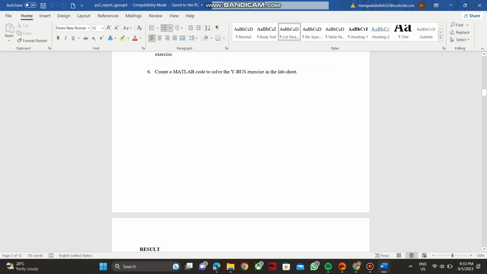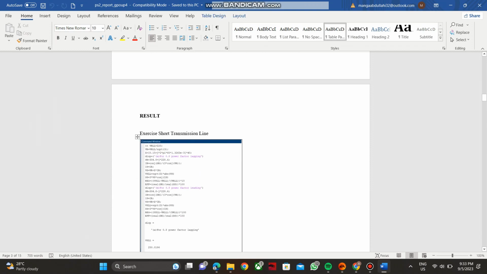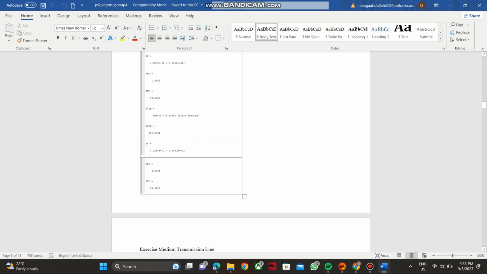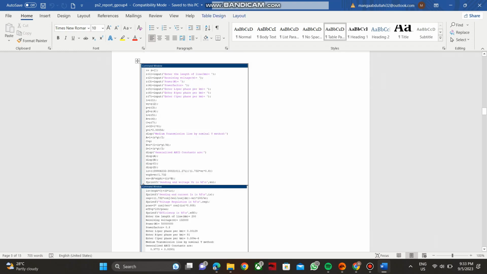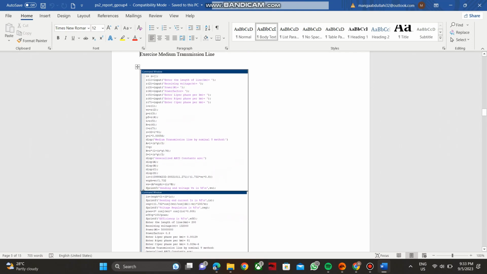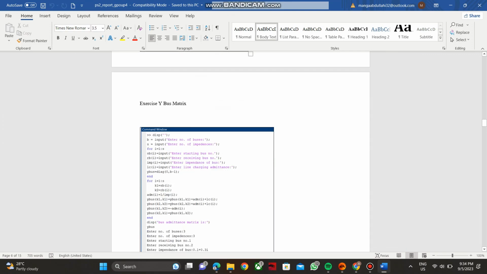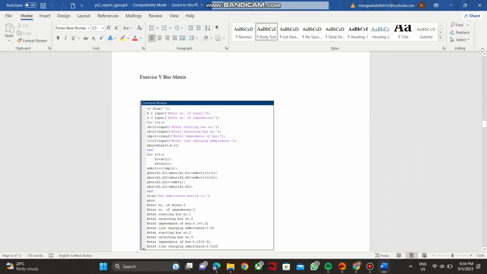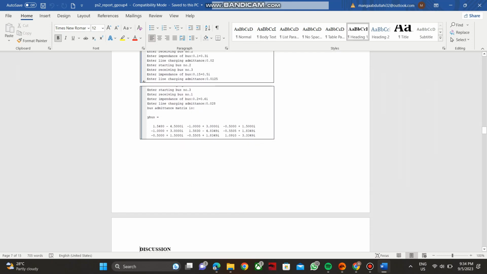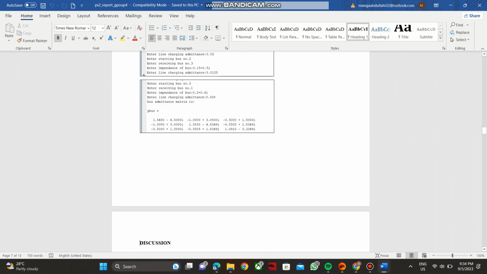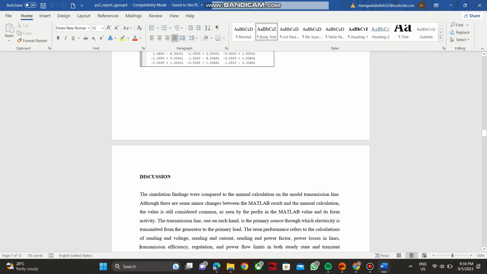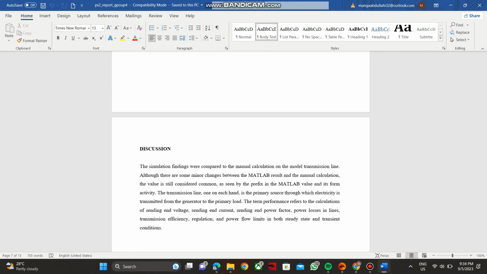And for the results, here is the MATLAB simulation for the short transmission line exercise. Here is our code, and this is what we got. We ran the code and we got the correct answer. And for the medium transmission line exercise, here is our code and here is our answer. For the Y-box matrix, we also ran the code and we got it.